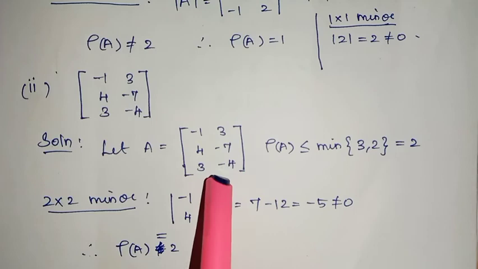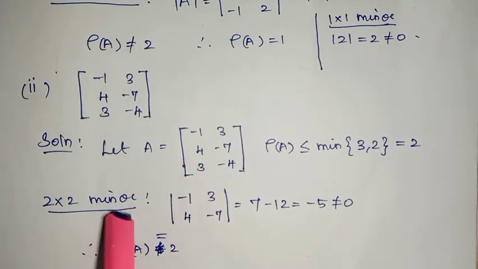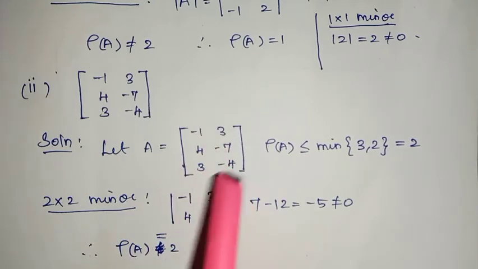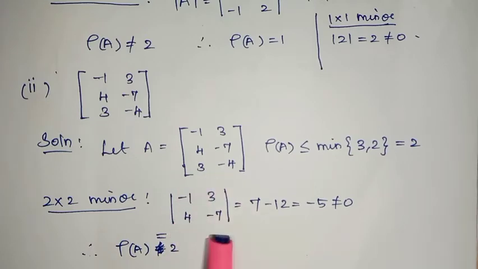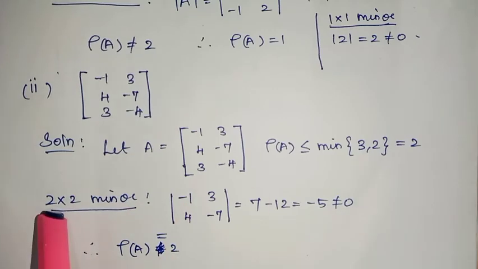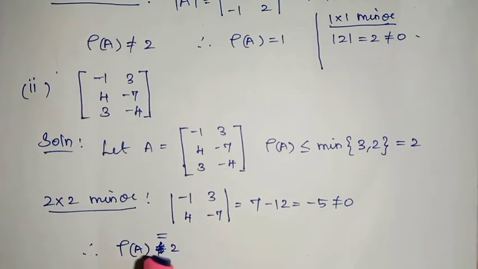From this matrix I can write not only one 2 by 2 minor, I can write many 2 by 2 minors. First, I will take one 2 by 2 minor, that is minus 1, 3, 4 and minus 7. I have taken that 2 by 2 minor and I find its value. Minus 1 into minus 7 is 7, minus 4 into 3 is 12. Subtracting, I have got minus 5. Minus 5 is naturally not equal to 0. If it is not equal to 0, this is the rank. If it is equal to 0, this is not the rank. It is not equal to 0, so this is the rank. So the rank of A is equal to 2.